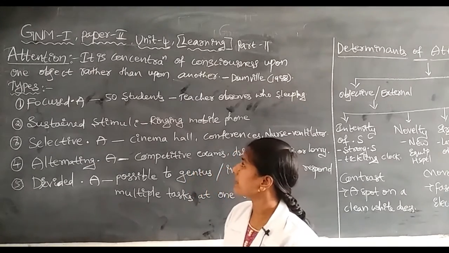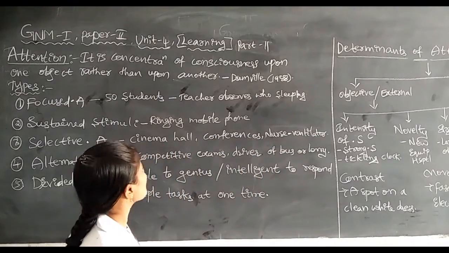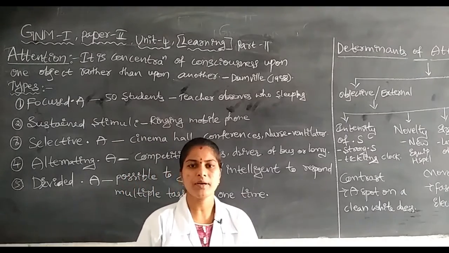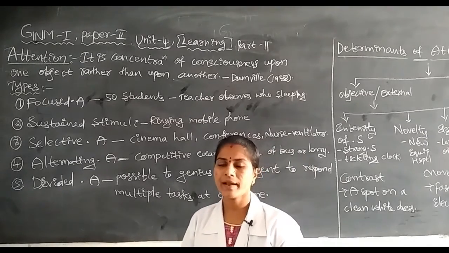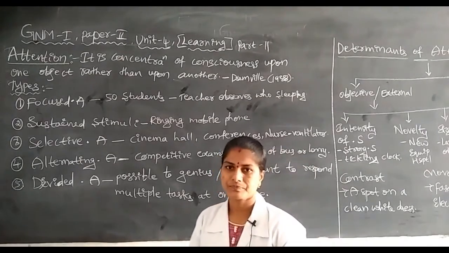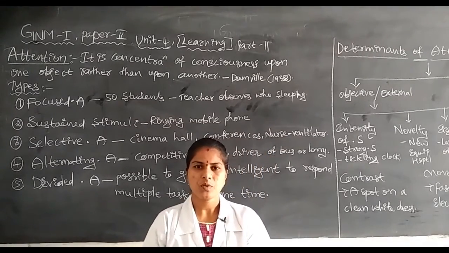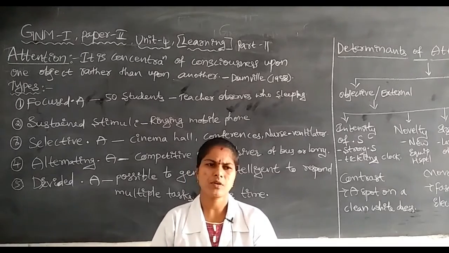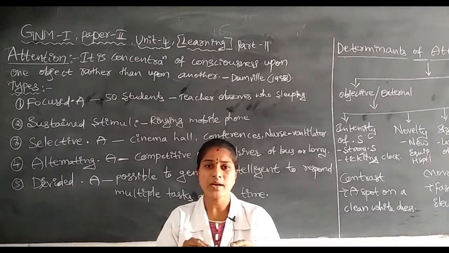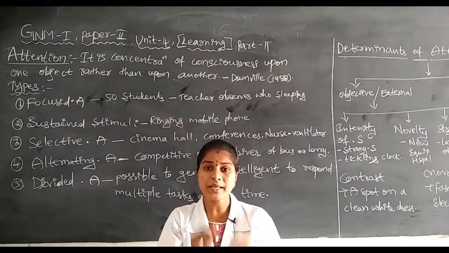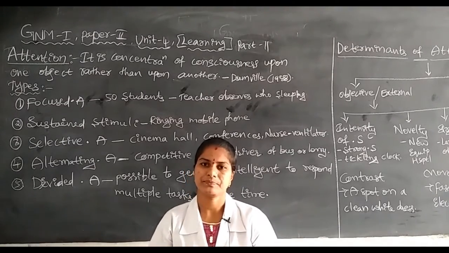Attention is nothing but a form of concentration. Attention is a concentration of consciousness upon a particular objective, rather than another one. We focus on a particular objective. When two or more objectives, or a group of objectives, are there, we focus on a single, particular objective. That process we call attention.